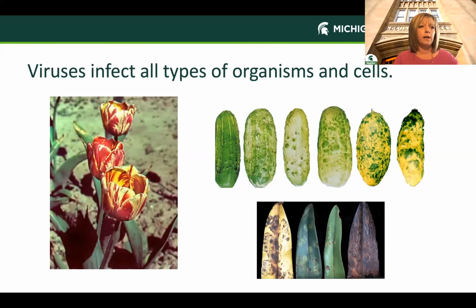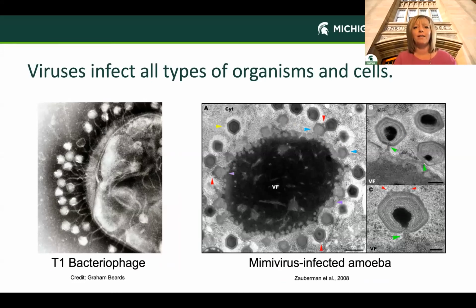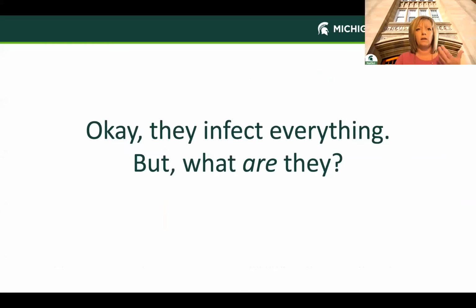In addition to plants and animals, viruses also infect single-celled organisms. Viruses that infect bacteria are called bacteriophage, and we can see an example of those here. And then viruses can also infect things like amoeba. This virus shown here is called Mimi virus. It's a huge virus that we have a lot to learn about, and it is made by the single-celled eukaryotic organisms that are amoeba. So those are the types of places that we find viruses and the types of things they infect.